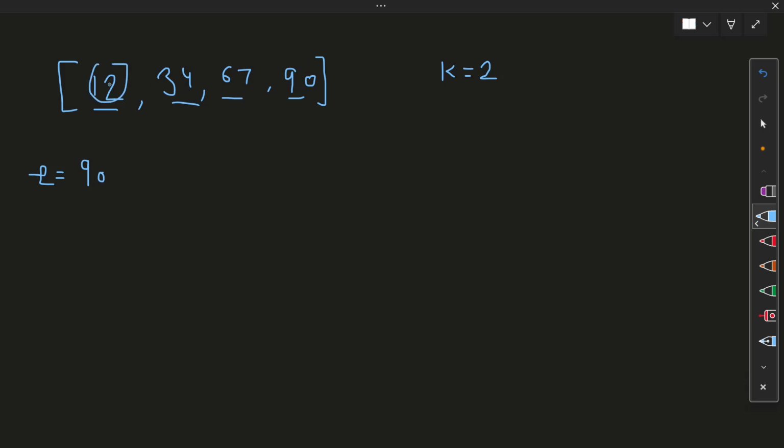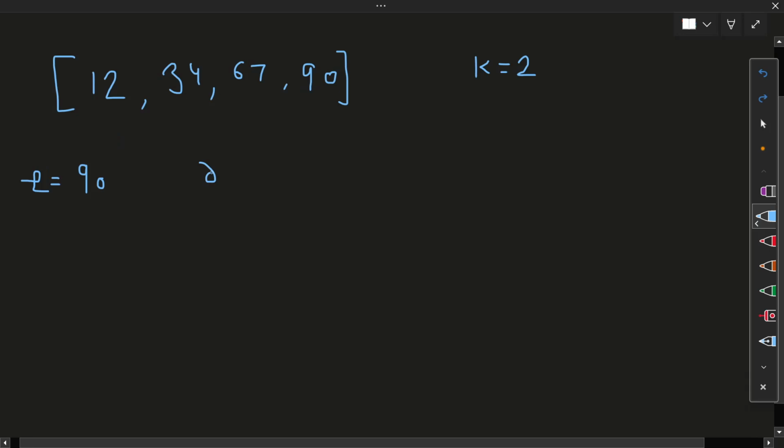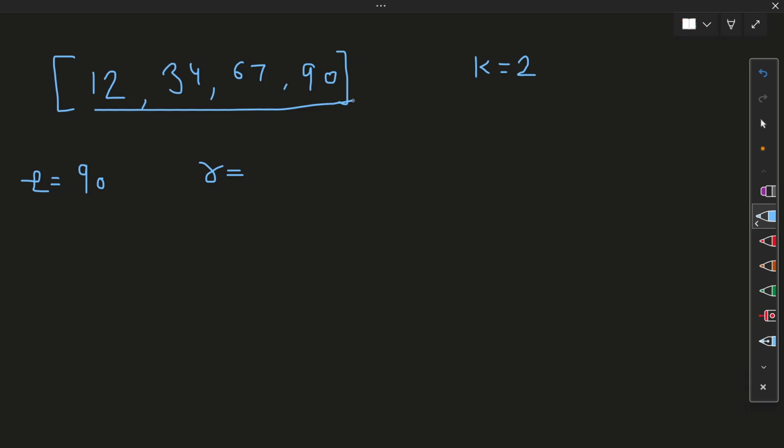So this person has 12 pages, this person has 34 pages, this person has 67 pages, this person has 90 pages. So at max we go to 90. So no matter what the case, 90 is our lower bound, if we give one book to each individual student. And what's the higher bound? Let's suppose we give every book to only a single student. So the higher bound will be the summation of all these values. So let me find the higher bound.